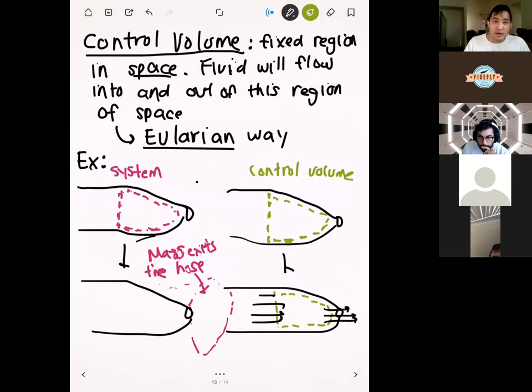Last semester, someone gave a really good analogy for this. Say you have a daughter that's just starting to date. The system, or the Lagrangian way, to make sure nothing happens on her date would be to take your car and follow her around everywhere. But the control volume approach would be to sit at your house and track her from her phone, install Life360 on her phone or something like that, and observe that way.